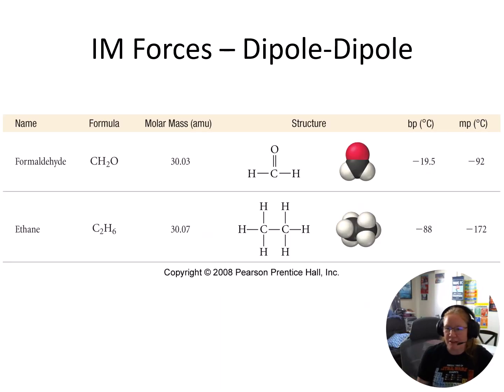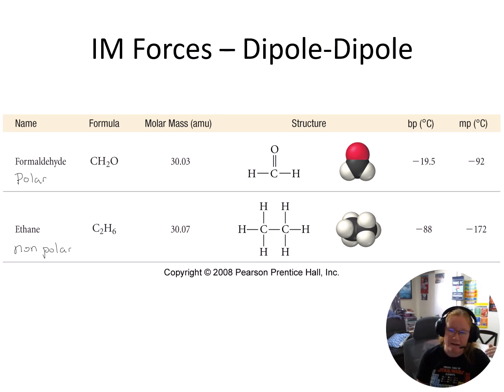When I look at boiling points and melting points, if I look at formaldehyde and ethane, they have very similar molar masses, but the difference between formaldehyde and ethane is that formaldehyde is polar and ethane is nonpolar. The boiling point for formaldehyde is negative 19.5, whereas ethane is negative 88. So they're both very low boiling points. However, ethane's is much lower than formaldehyde because the forces that hold ethane together are not as strong.